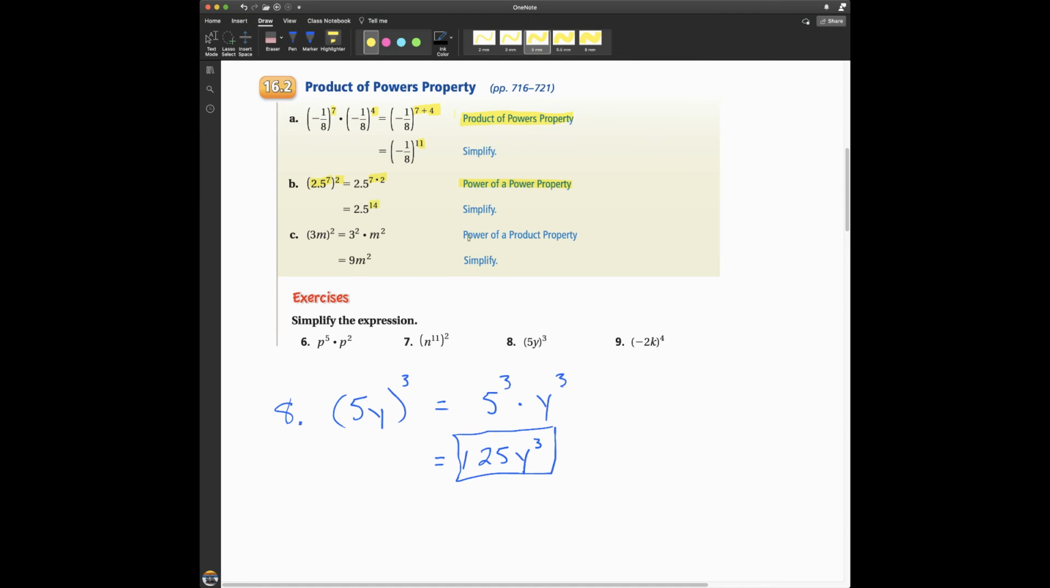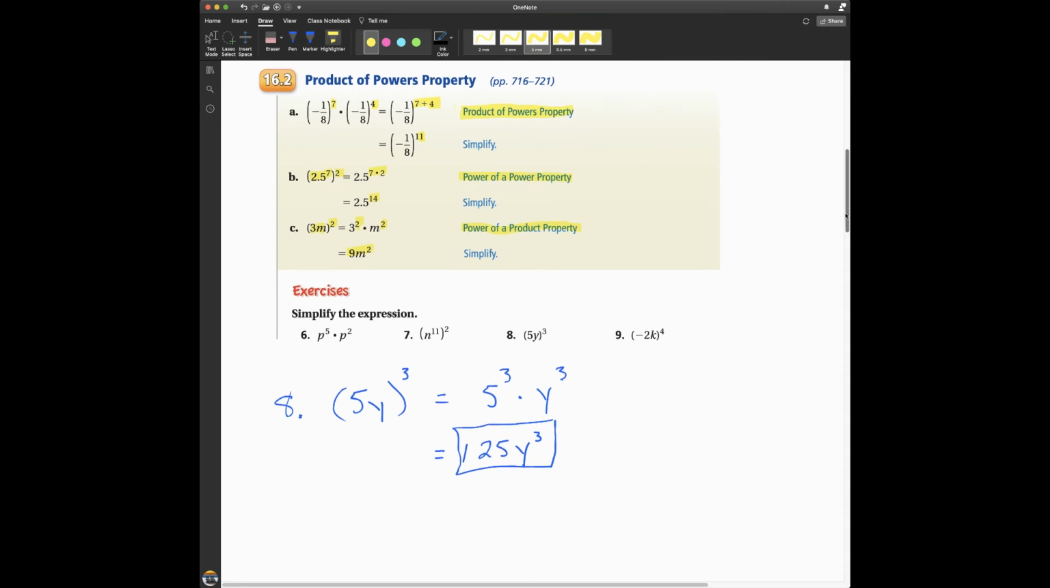And then the third property we learned in that section was the power of a product property, where if in parentheses I have a product and I'm raising it to an exponent, then I go ahead, think of this as the distributive property. I take each one of the factors and I raise it to whatever the exponent is on the outside of the parentheses. And then I simplify it a little bit because I know what 3 squared is. So those were the 3 properties. If you didn't write them in your composition book, then you should do it now.